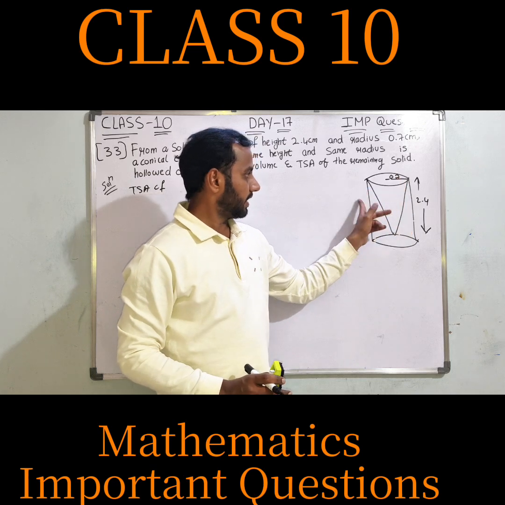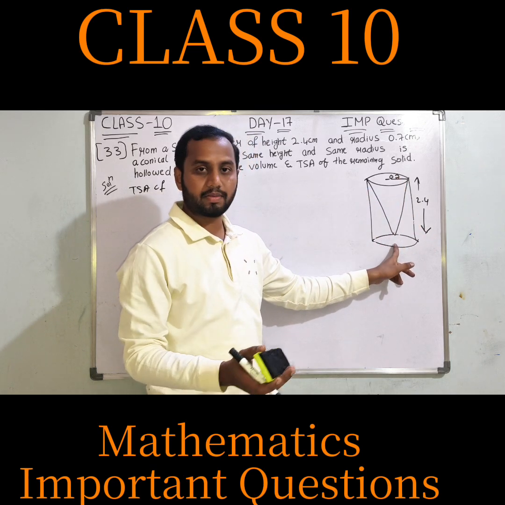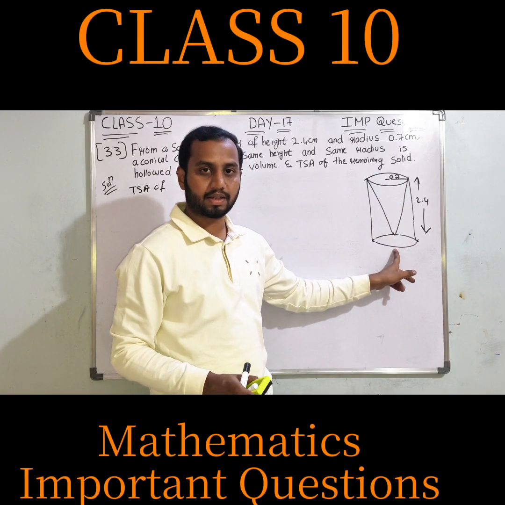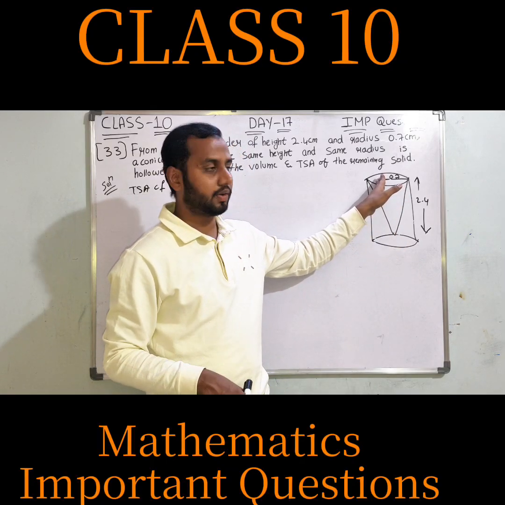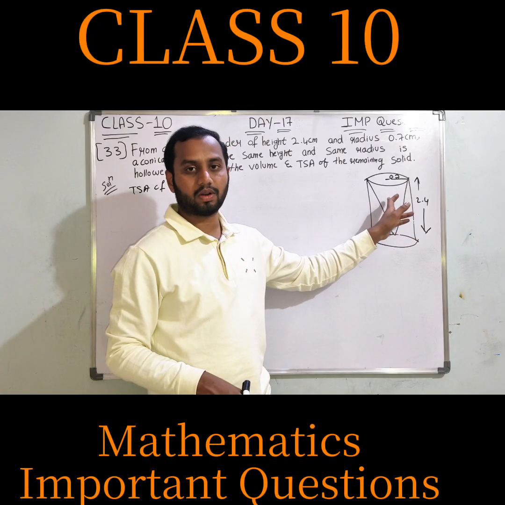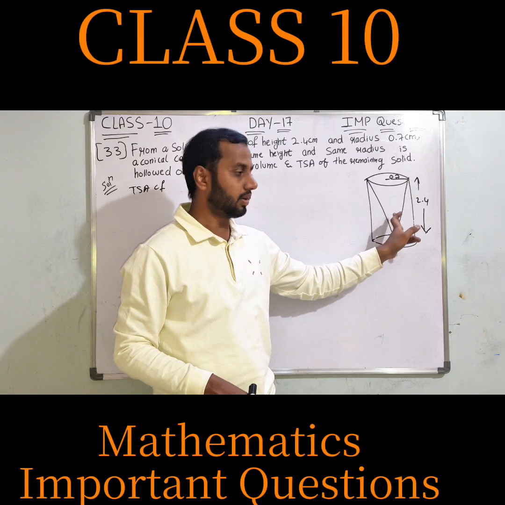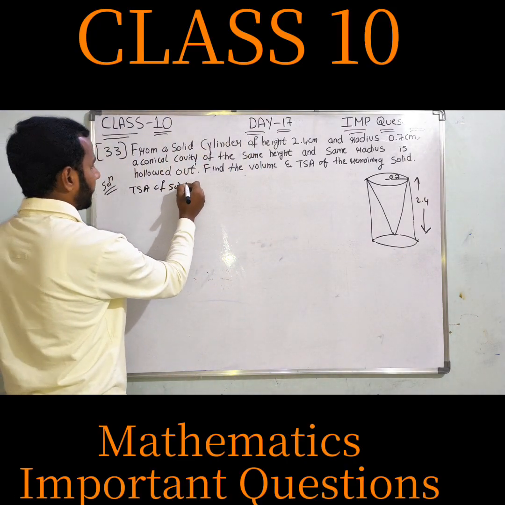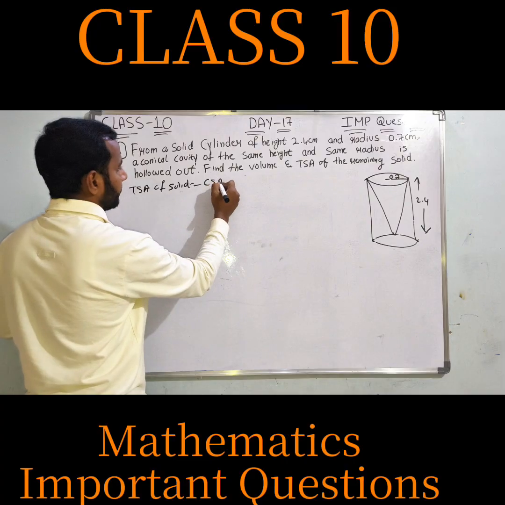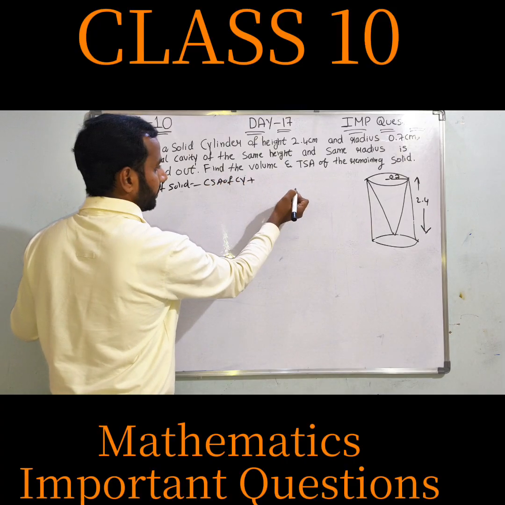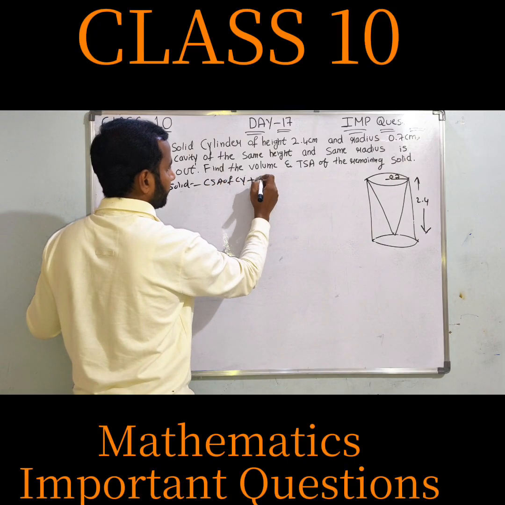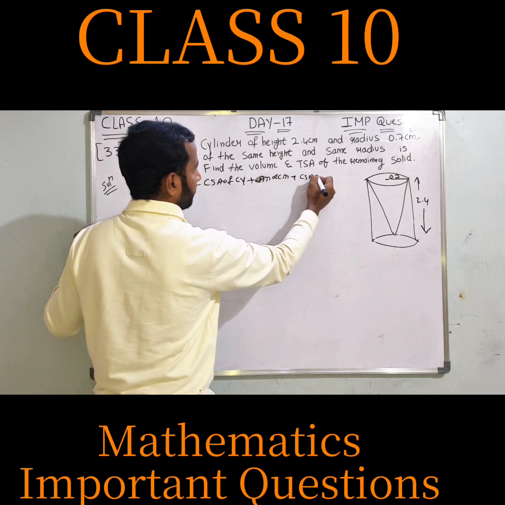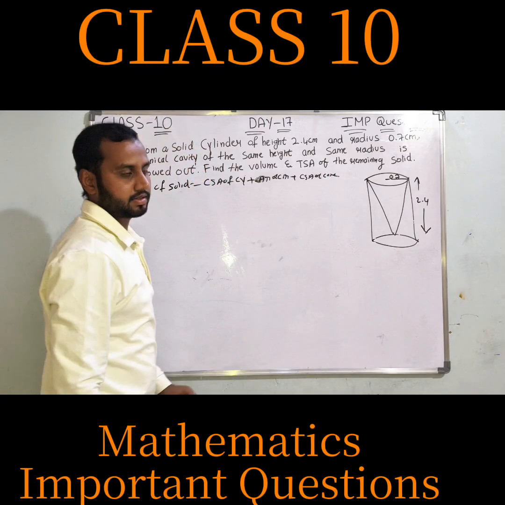Now, CSA of the cylinder plus the bottom is still there. Only the upper part is hollowed, then the bottom is there, so the area of the circle, plus one more quantity, the curved surface area of the cone. So total surface area of the solid equals CSA of cylinder plus area of circle plus CSA of cone.